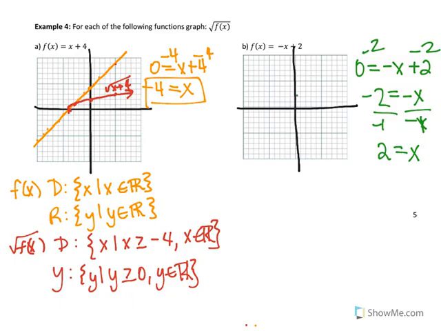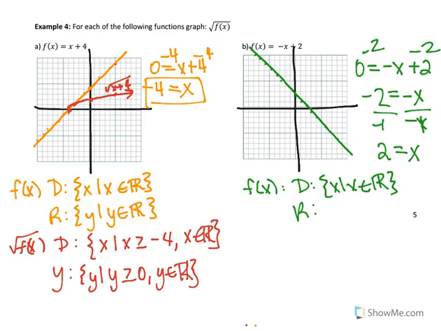So we're going to plot this. Our intercept is at 2, and then we're going down 1 over 1. So a slope of 1, but going down. So your line should look like this. Okay, so for f of x, our domain is always the same, x such that x is an element of the real numbers when we're dealing with a line. Same thing.